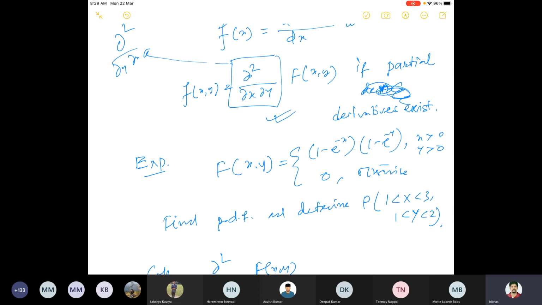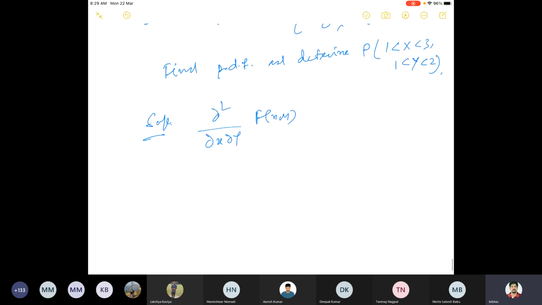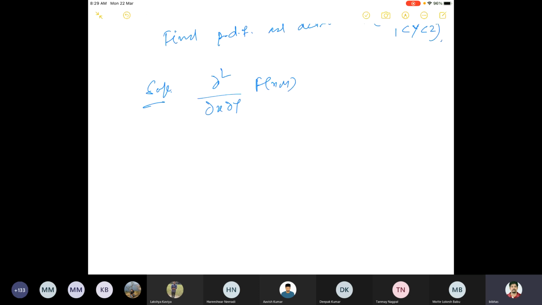That need not be equal only when the partial derivatives are not continuous. So here also we are assuming that they are continuous. So we have one solution only. Yeah, so if you do that, then this will be something.